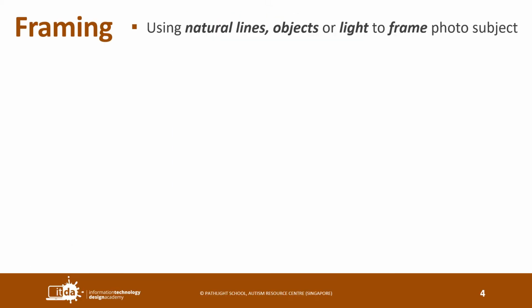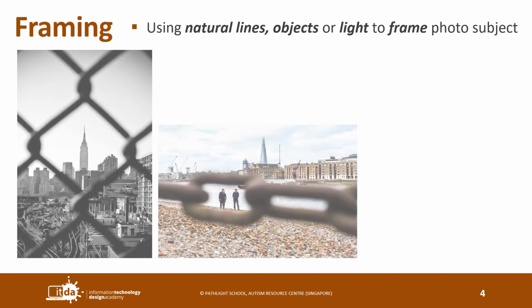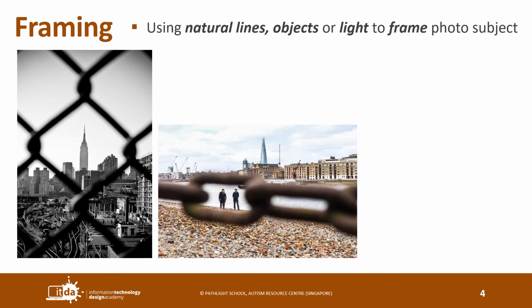Alright, so the video shared a bit about framing. So let's do a quick recap. Framing is basically how you use natural lines, objects, or light to frame a photo subject. Some examples of objects would be a metal fence or even a chain that has a hole within it. If you notice in these two pictures, the metal fence and the chain are the frames themselves, and the objects within them or in the background are the ones being focused on, the other ones being shot in the frame.